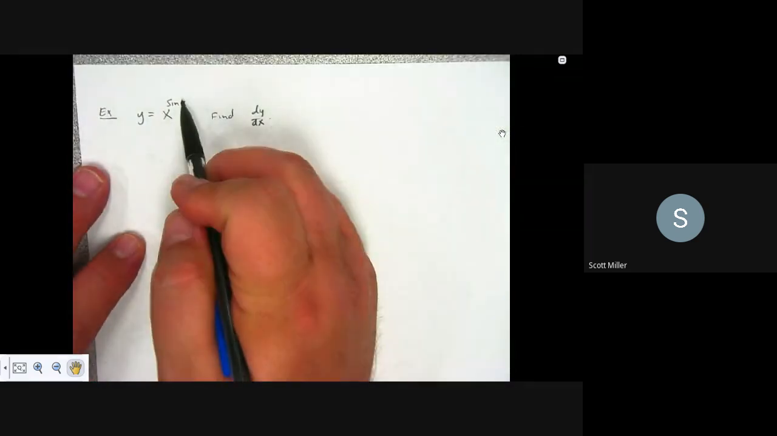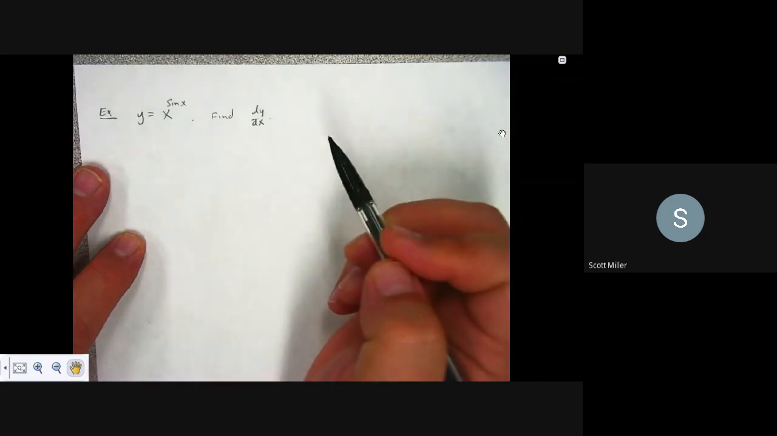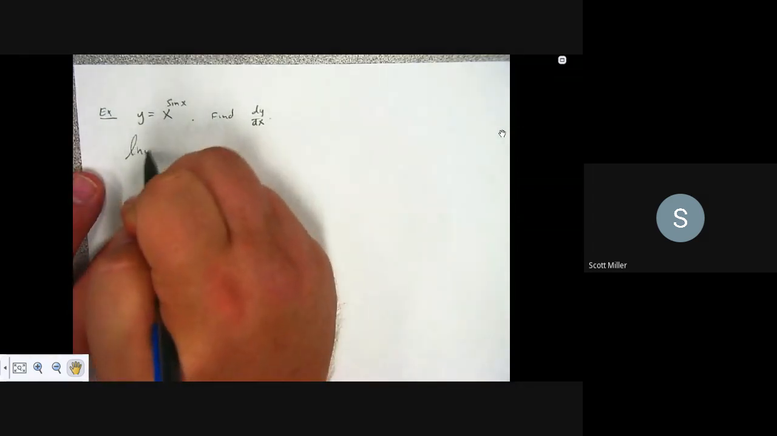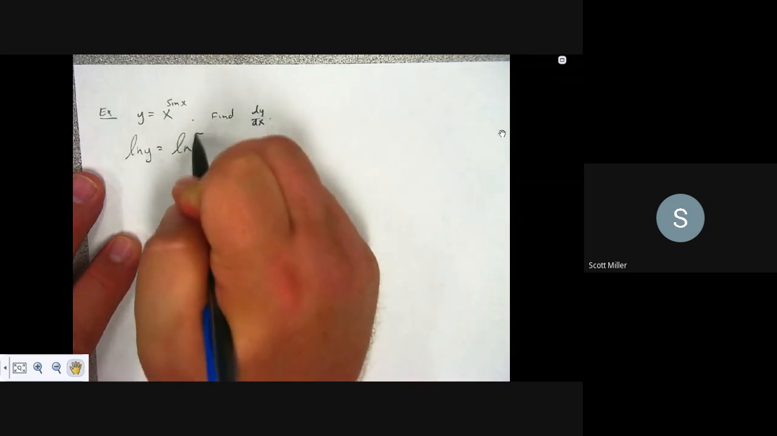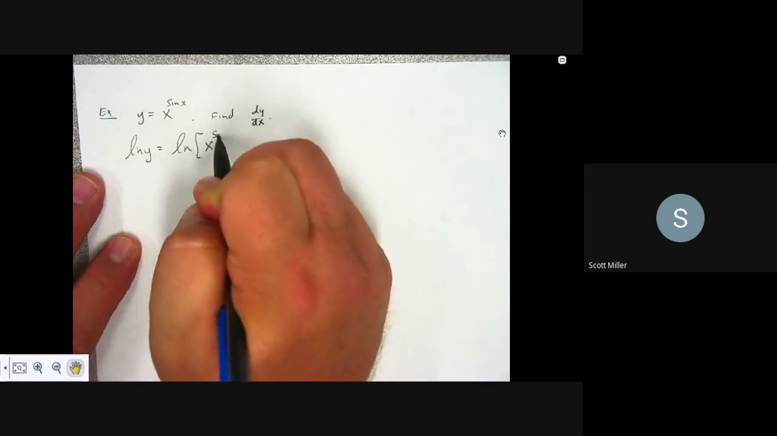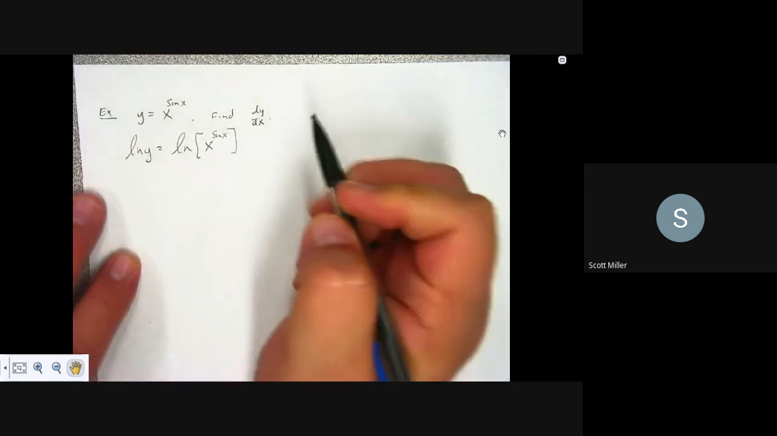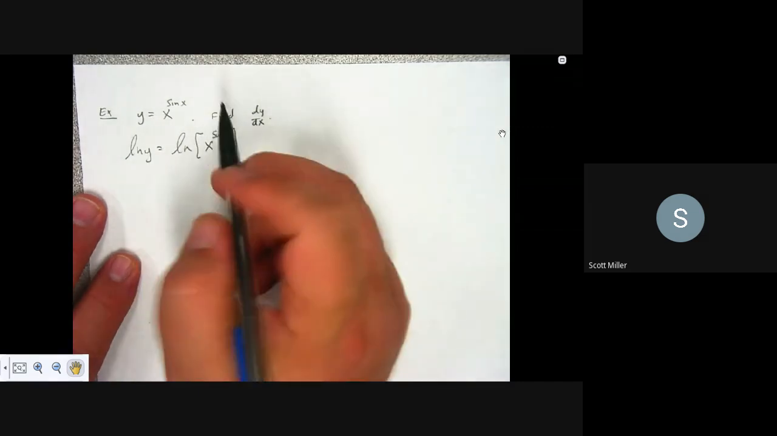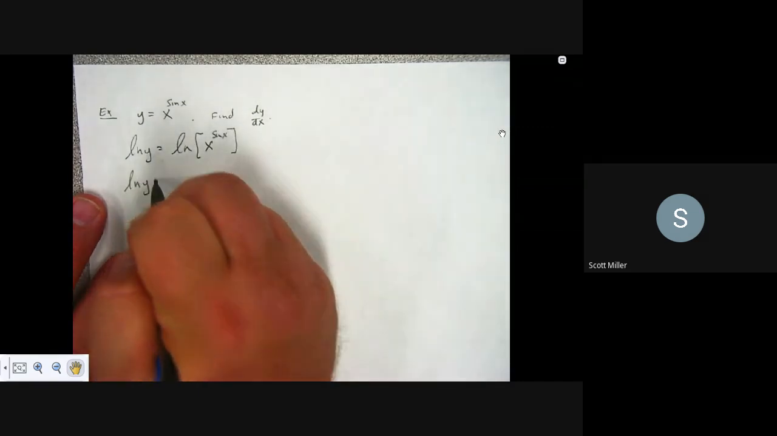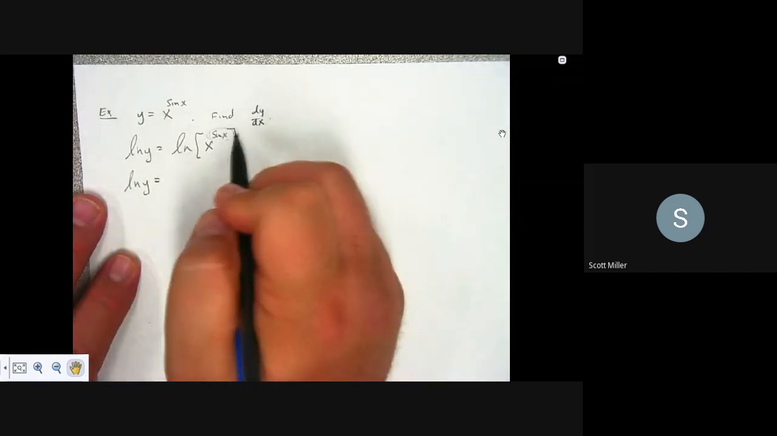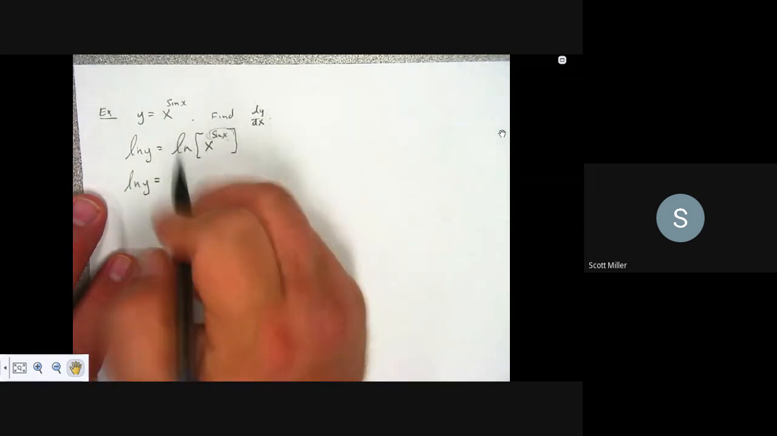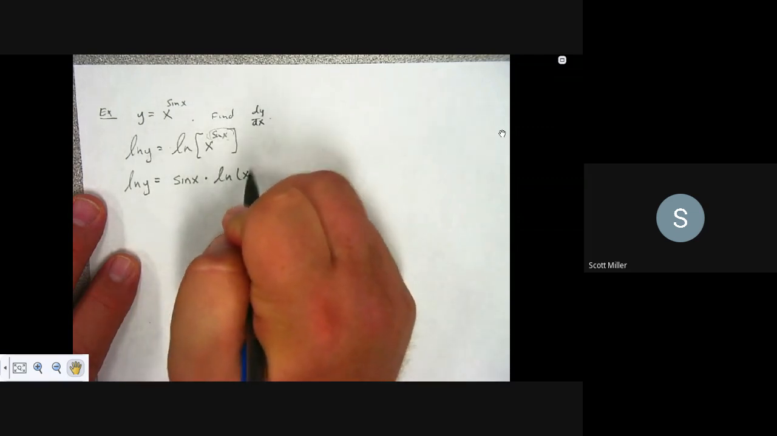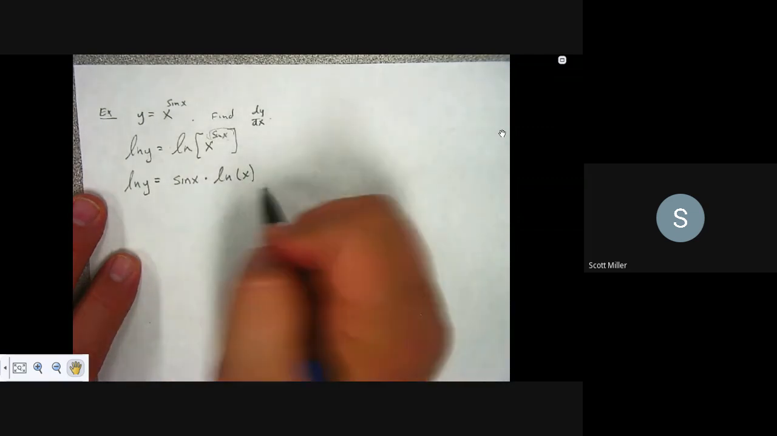x to the sine of x. Same thing as before. If I see something like that, you take the natural log of both sides. And then we use our expansion rules and we expand this out so we can break it apart. This is still the natural log of y. This is a power, so that goes out in front times the natural log of x. So that's what it turns into right here.